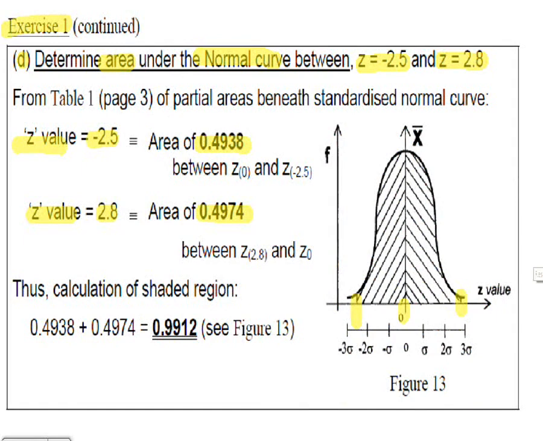In this case we want to find the total area between the minus 2.5 z and the plus 2.8 z, so we're going to add the above two areas together to give us our total area, which in this case is 0.9912. So what we've got there is the total area between those two z values, so the total shaded area here.